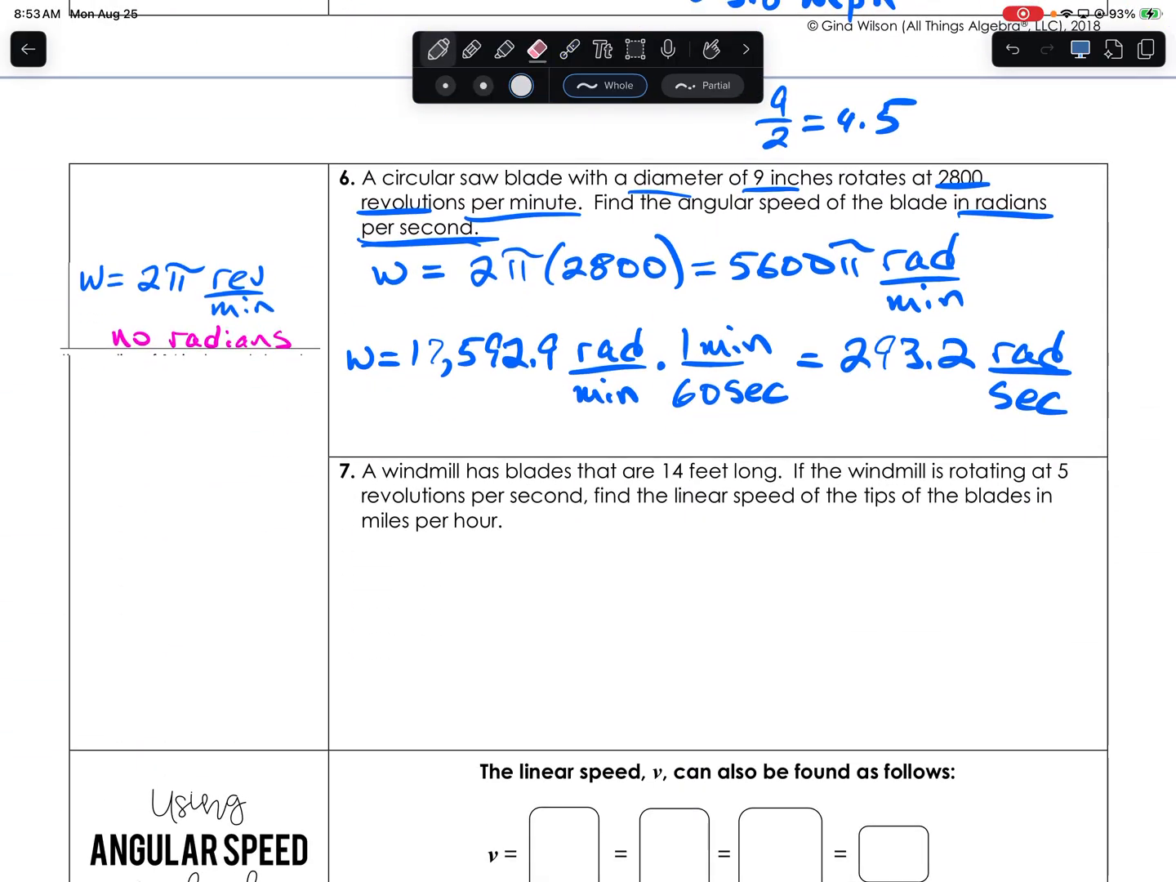Okay, so now we are doing the linear speed on this problem. So just make sure you know what you're doing, right? The windmill has blades that are 14 feet long. Is that radius or diameter? Diameter, right? Because the blade is from the center to the edge of the outside. Think about a ceiling fan: the blade attaches at the center and goes out to the edge of the circle. It doesn't go all the way across. It is a radius, yeah.